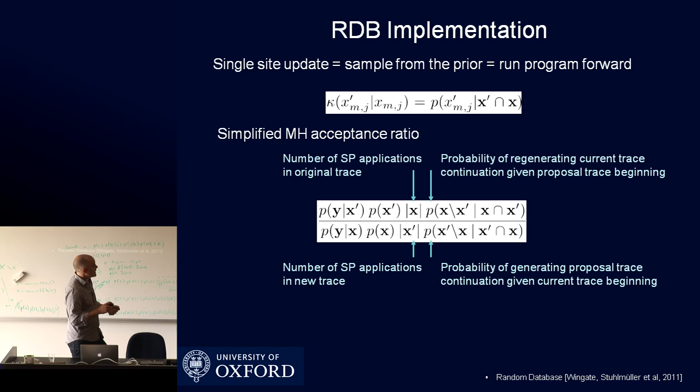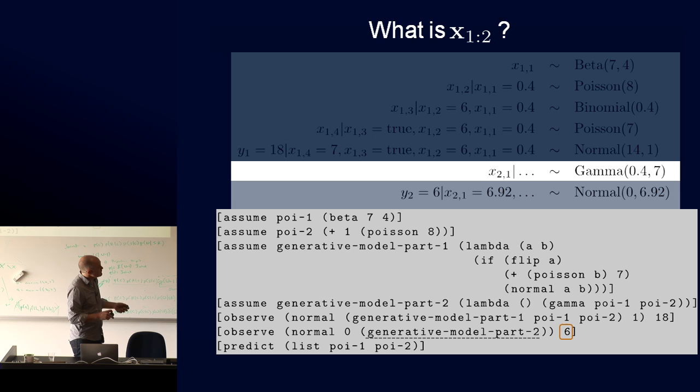So we have the likelihood of the data given the new trace, the prior probability of the complete new trace, the number of stochastic procedure applications in the original trace, the probability of regenerating the current trace continuation given the proposal trace beginning, and then the opposite. So we have the likelihood given the old trace, the prior probability of the old trace, the number of stochastic procedure applications in the new trace, and the probability of generating a proposal trace continuation given the current trace beginning. So this basically, if we flip all the way back again, will give you two different product sequences of conditional distributions and the return values. Plus some Hastings ratio stuff to compute as well.